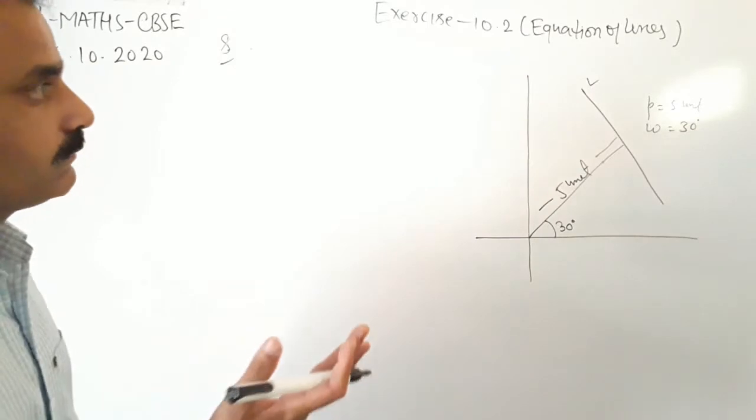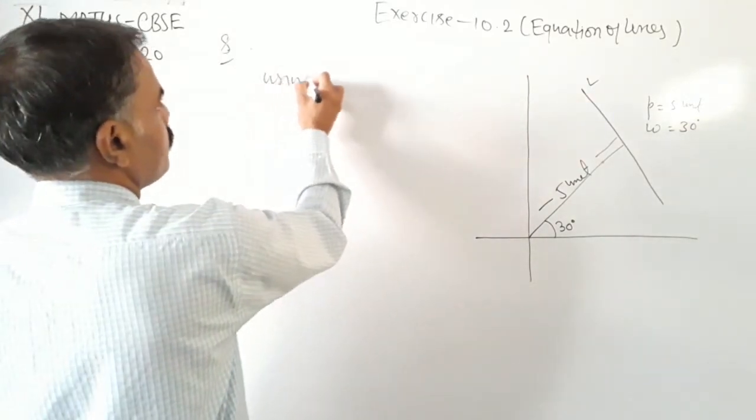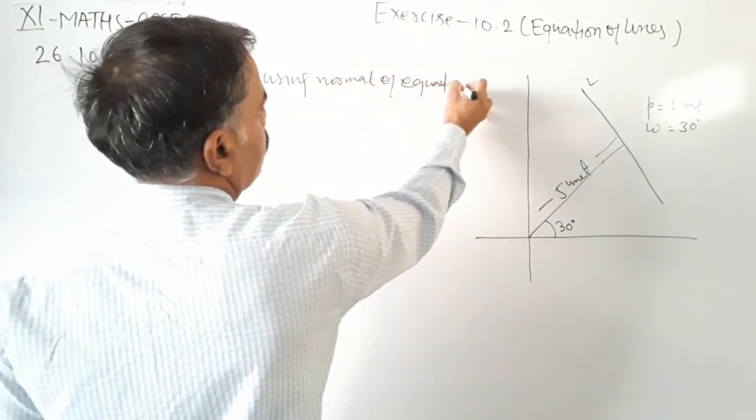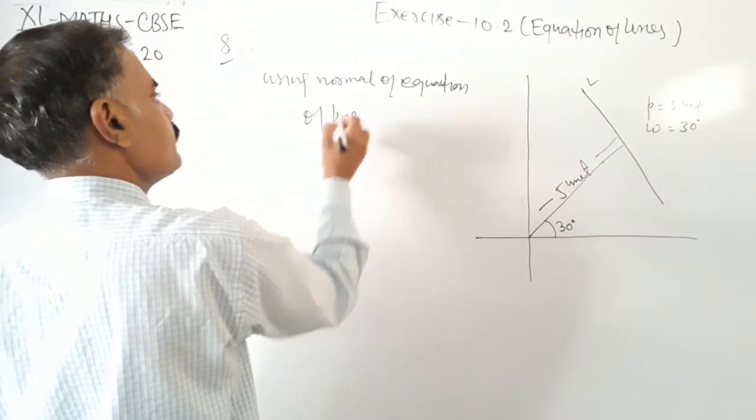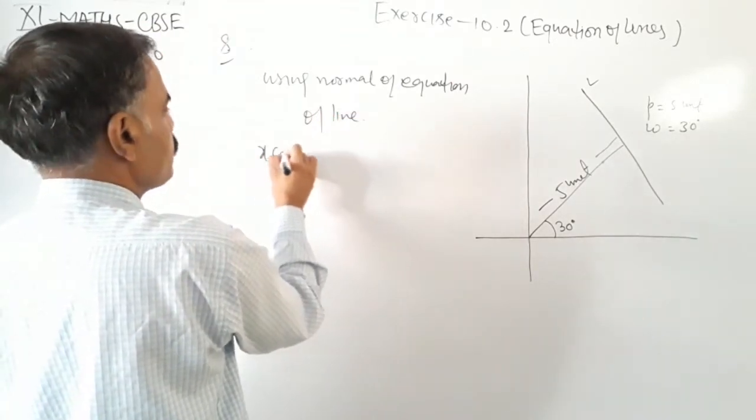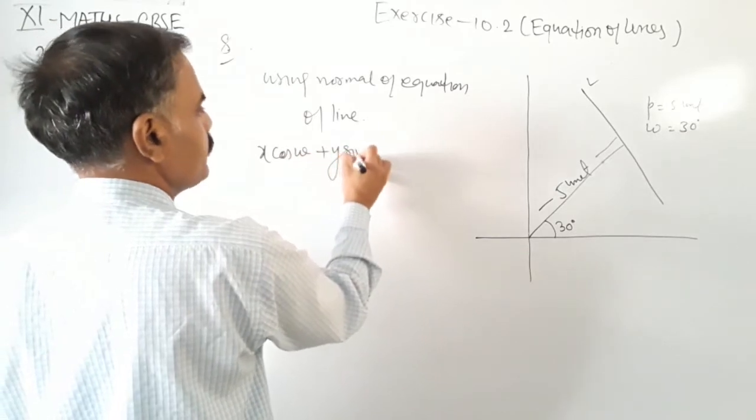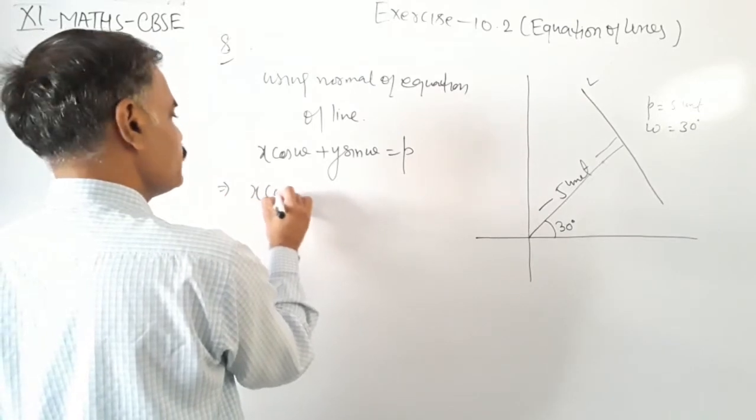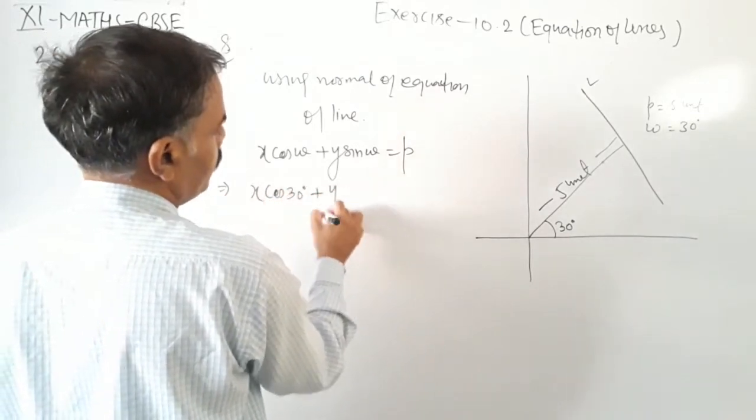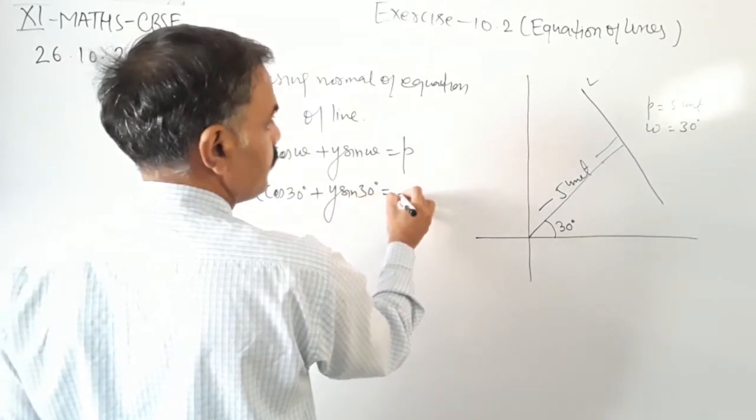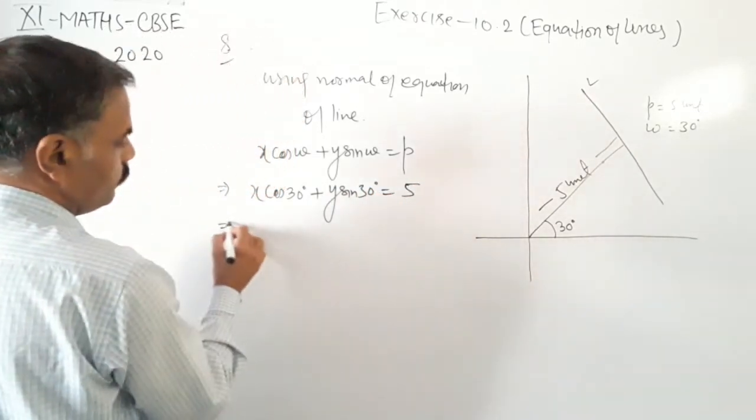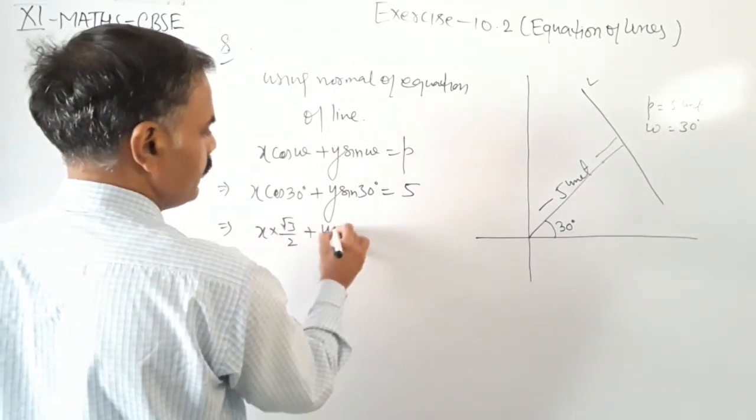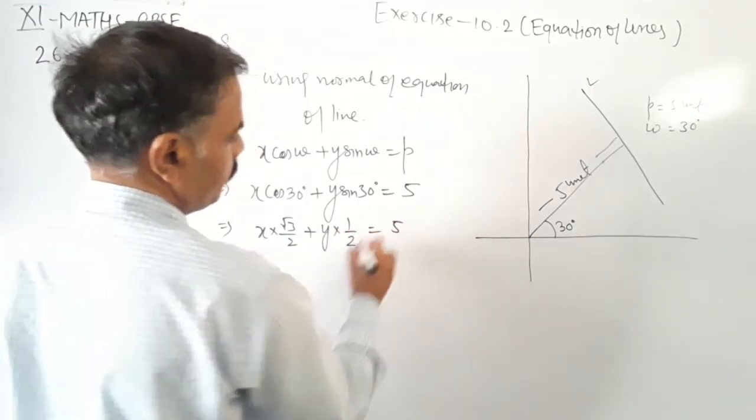So we can use the normal form. Using the normal form of the equation of a line, x cos omega plus y sin omega equals p, that is, x cos 30 degree plus y sin 30 degree equals 5. So x into root 3 upon 2 plus y upon 2 is equal to 5.